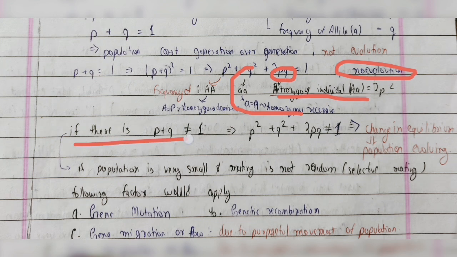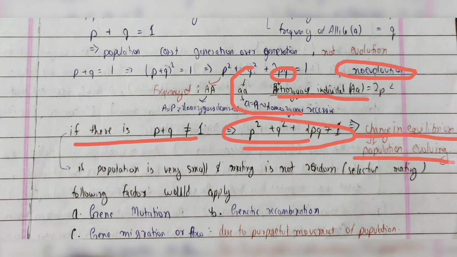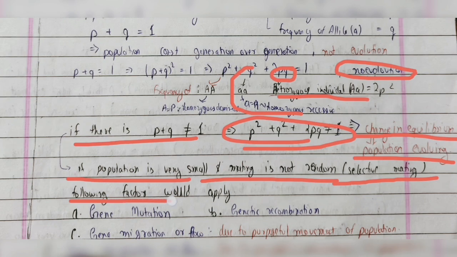If p plus q is not equal to 1, that would also mean this equation will not equal 1, meaning a change in equilibrium is happening and the population is evolving. If the population is very small, that would mean mating is not random, meaning mating is selective. Then many factors would apply that were not applying before.